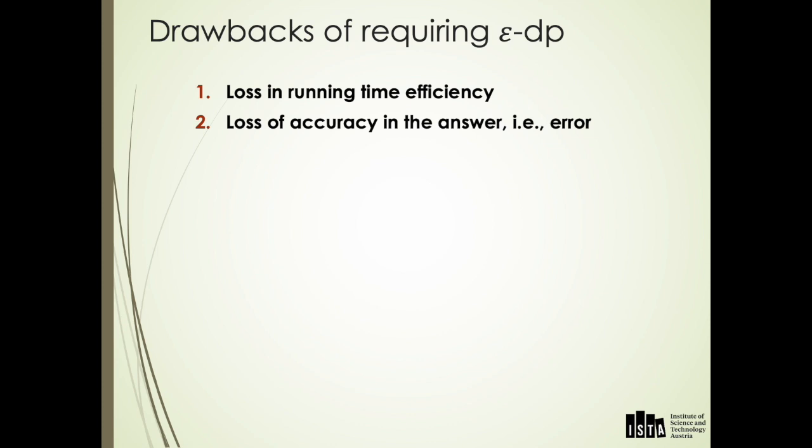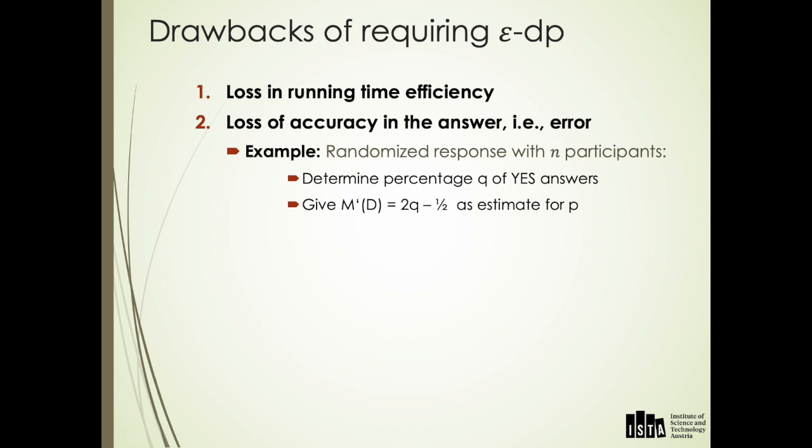And the second, even larger problem is the loss in accuracy, which we also call error. For example, for randomized response, what we are interested in is P, which would have been the true answer. And now the way we measure the error is as follows. We say, what is the parameter alpha such that with probability at least 2/3, Q falls into this range between P plus alpha and P minus alpha. So with probability at least 2/3, Q must fall into this range. And then we say alpha is the accuracy.